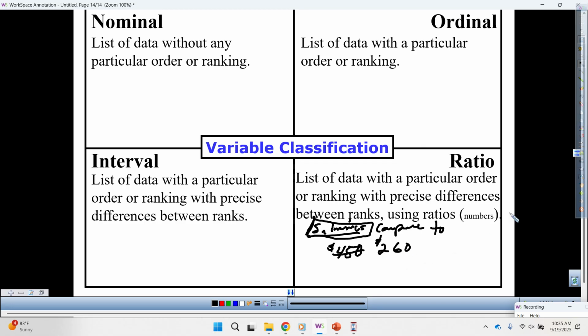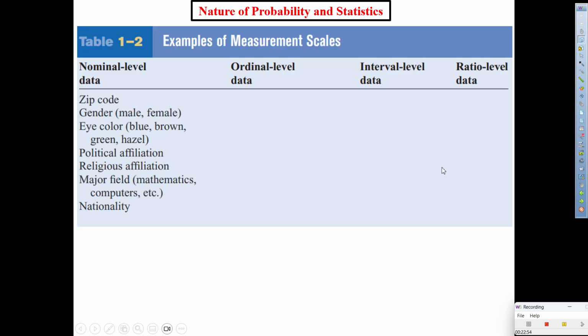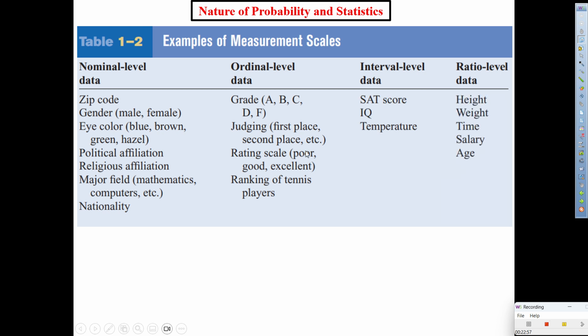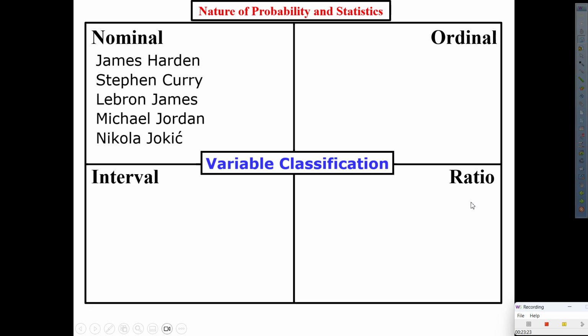Yes? All right. So, with that said, some more examples, look up. Don't copy this. For nominal, we can talk about zip codes. You can give me zip codes. Order doesn't matter. This one, such as if you were to rate a business here in town, poor, good, excellent, that's ordinal. Interval is SAT scores, temperature. And ratio could also be height, weight, time, age. So, with that said, look up.